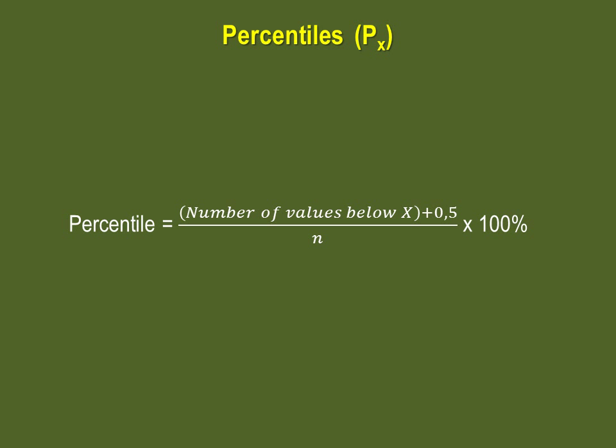There are many methods to calculating percentiles, and all of these methods work better the larger the data sets. But here is the formula we will be using, where the percentile is equal to the number of values below x plus 0.5 divided by n, all of which you multiply by 100%. Let's do an example.